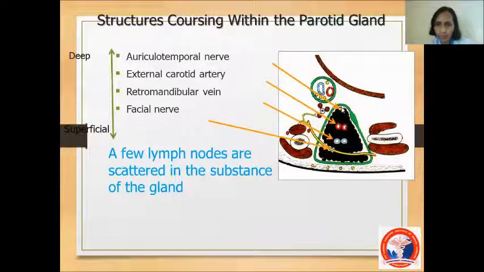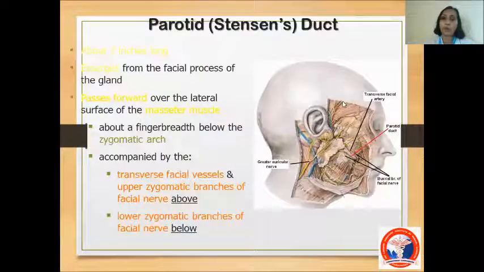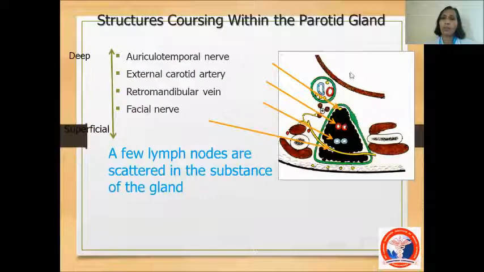So in the substance of the gland, from deep to superficial, here in the diagram we can see the auriculotemporal nerve, and the external carotid artery with its two terminal branches. One which runs deep is the maxillary artery. The one which runs superficially to the superior border of the gland onto the face is the superficial temporal artery.